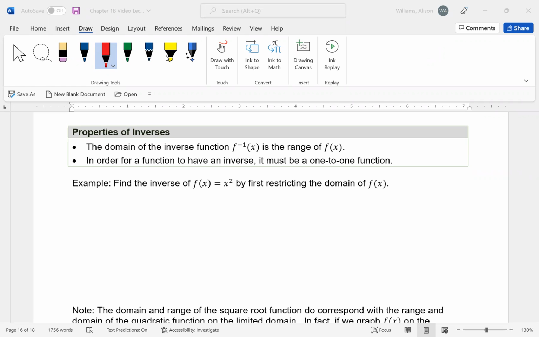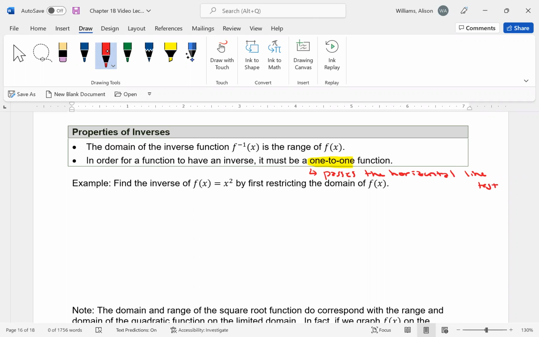But the thing we haven't talked about, and is important, is that in order for a function to have an inverse, it must be 1-to-1. So let's recall what 1-to-1 is. 1-to-1, you might remember, means it passes the horizontal line test. So that's from a while ago.